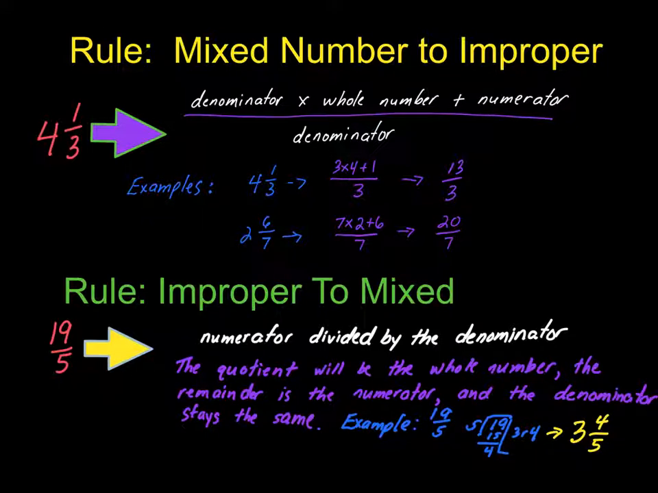Some examples include, if you take 4 and 1/3, you multiply your 3 and your 4, you add 1, which is 13, then our 3 stays the same on the bottom. So we can change 4 and 1/3 to 13/3. If we take 2 and 6/7, multiply our 7 and our 2, we add the 6, that gives us 20, our bottom number stays the same.